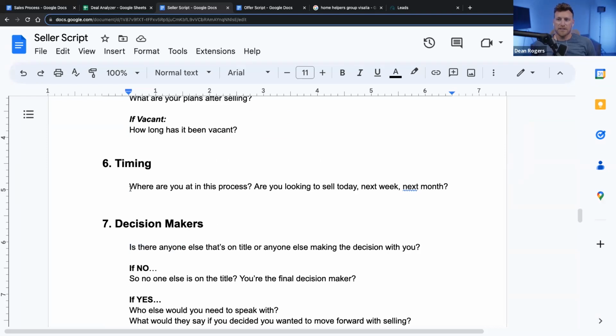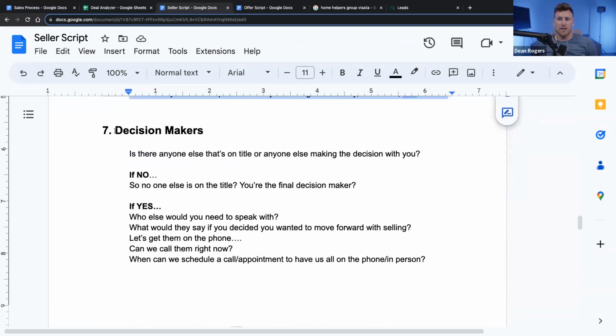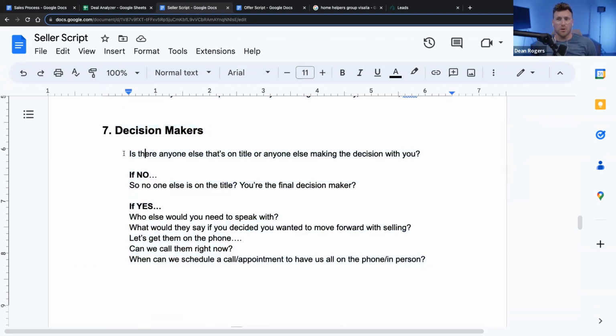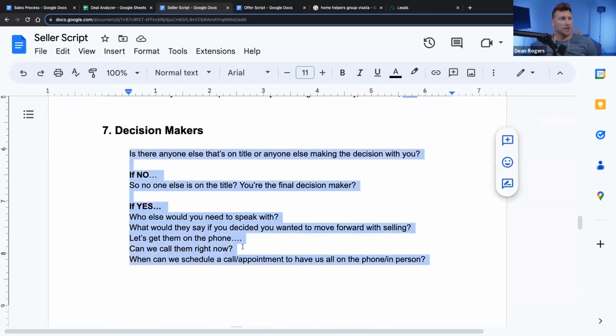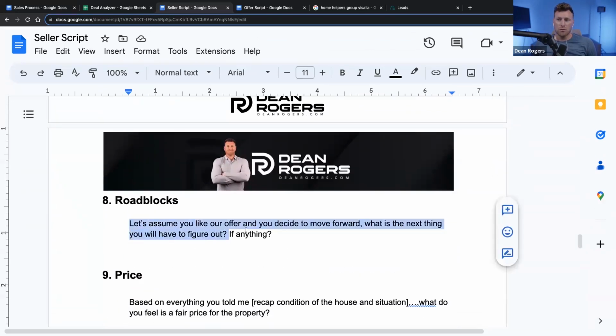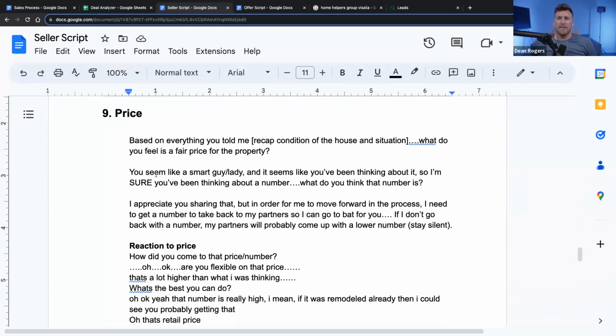Timing. This is important. How much to lean. If you don't ask, you might not know that they're looking to sell today. Come over to my house and sign today. Decision makers. This is an easy one to miss. If you don't ask this question well enough, you're going to miss the opportunity to find out there's other people you need to talk to. Roadblocks, right? You might find out that they need help with moving, or there's a neighbor that's a problem or something going on, okay?